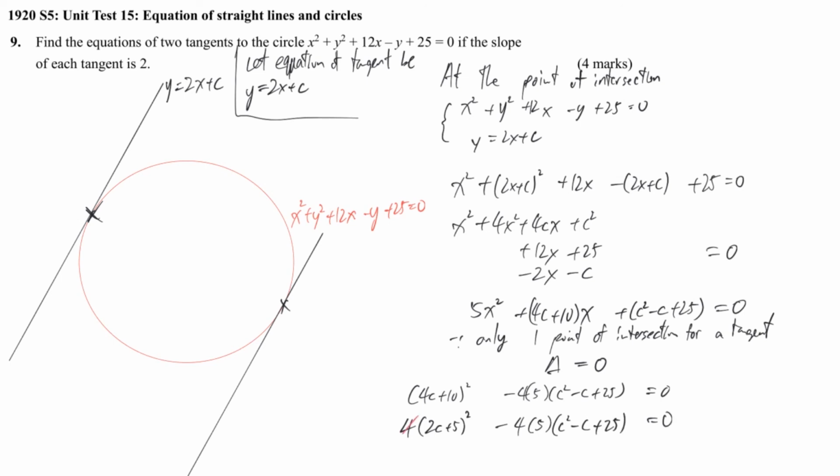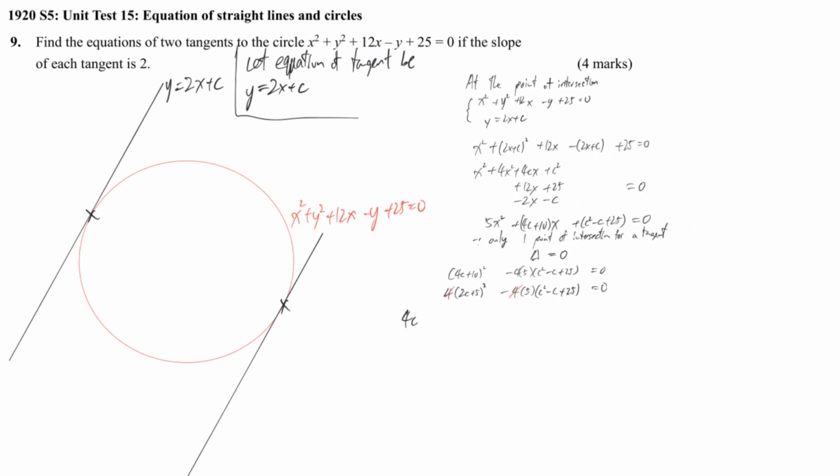Taking out 2 lets us divide both sides by 4. Also 0 divided by 4 is 0, so the numbers keep smaller. We have 4c squared plus 20c plus 25. Every term here we have to times negative 5. So we have negative 5c squared, positive 5c, negative 125. Divide both sides by negative, because I prefer positive c squared.